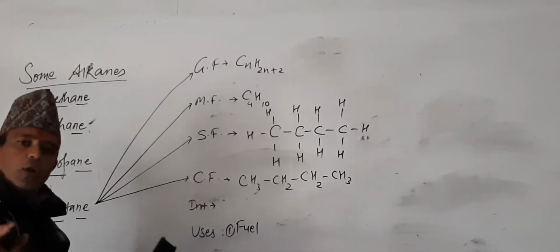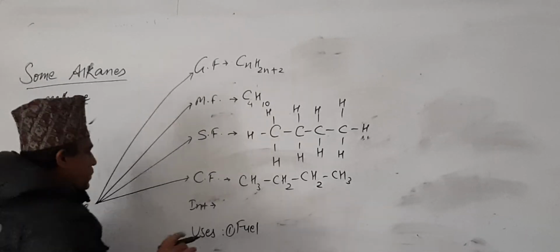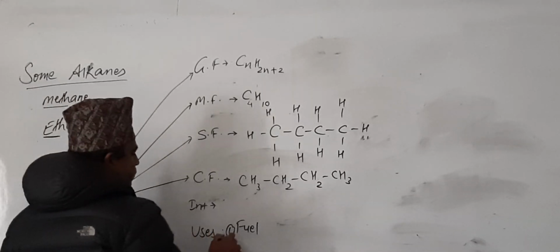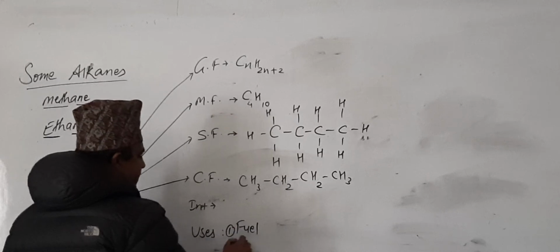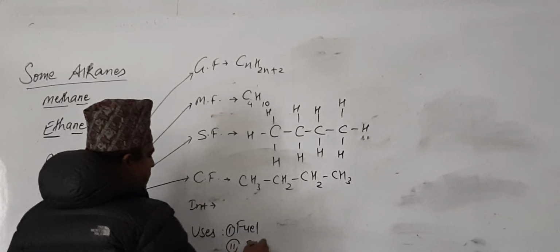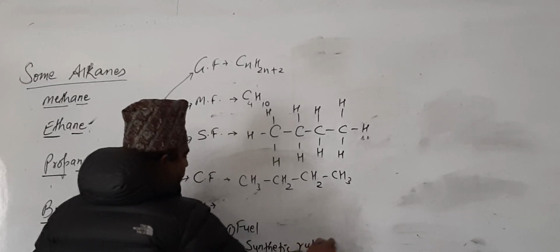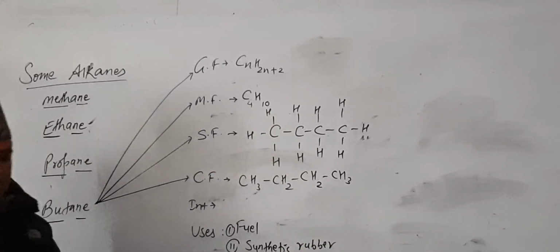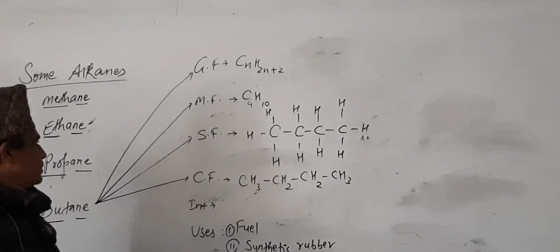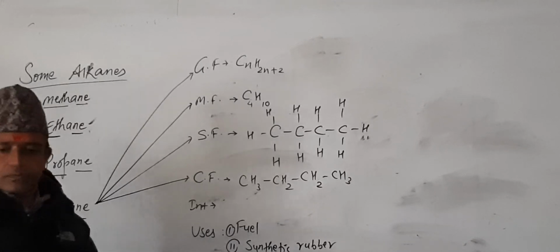Very simple. In all alkanes, you can write first use: they are used as fuel. And number two, butane is used to manufacture synthetic rubber. That is butane's use.